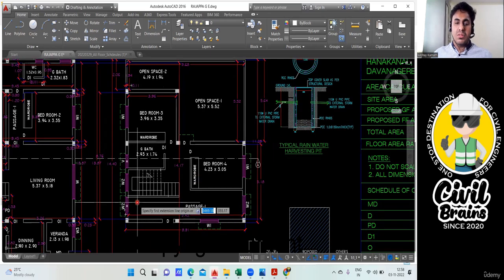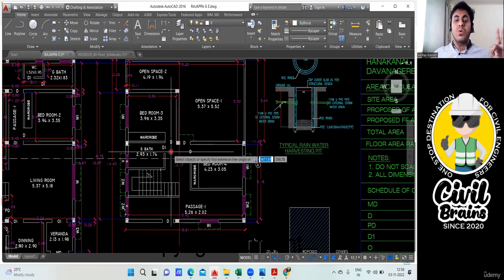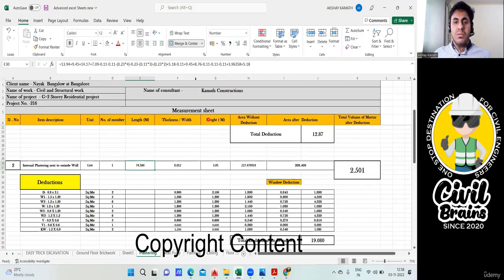What is their thickness? This is 0.11. This is also 0.11. This is also 0.11. So 3 times 0.11 I need to deduct. That is why you see here what I have done: minus 0.11, minus 0.11, minus 0.11. Otherwise, you can write minus 0.11 into 3. That is also okay.